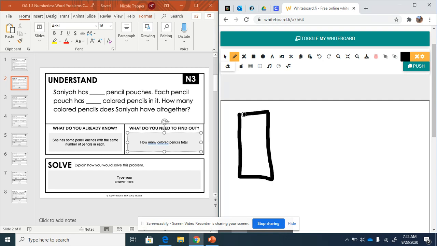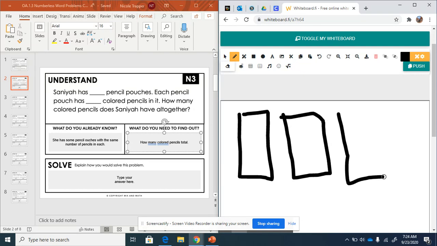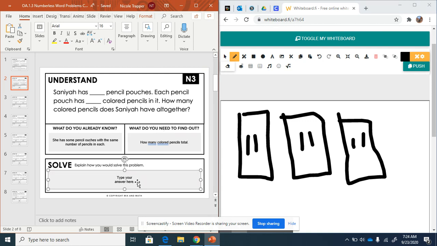So here's one pencil pouch, here's two pencil pouches, and here's three pencil pouches. And maybe she has two pencils in each. 1, 2, 1, 2, 1, 2. So I see 3 equal groups of 2, and I'm trying to find the total number of colored pencils. So I could either do repeated addition, 2, 4, 6, or I could multiply 3 times 2. So now I understand how to solve my problem.